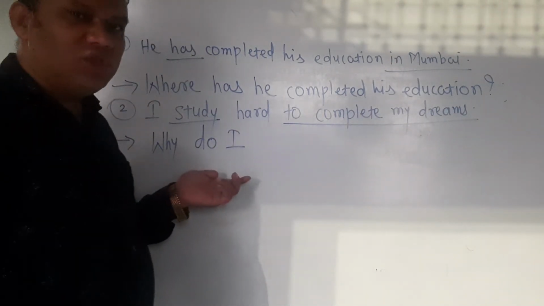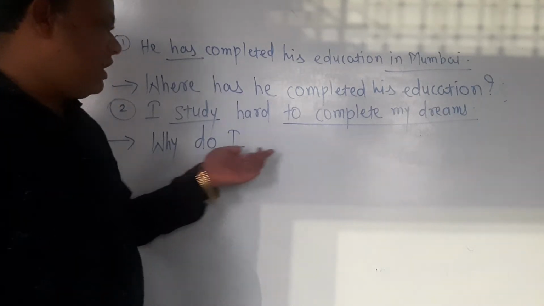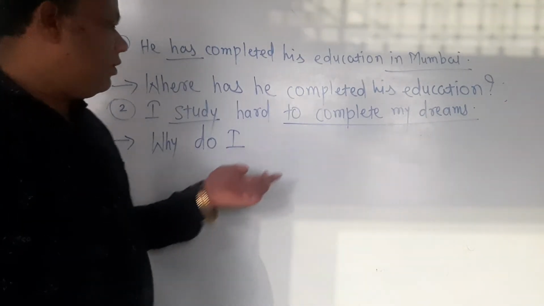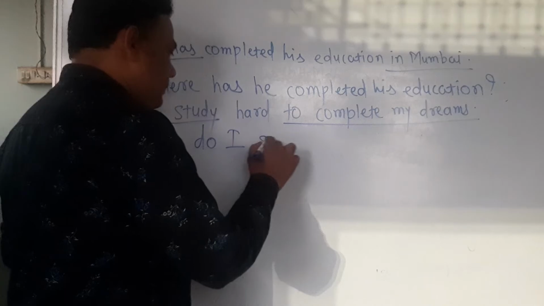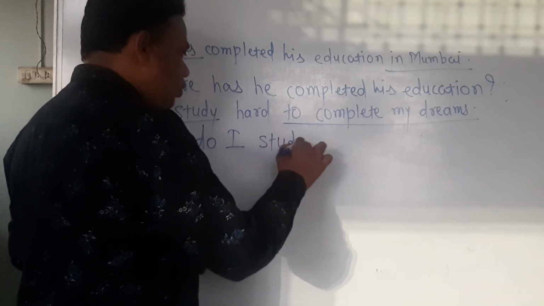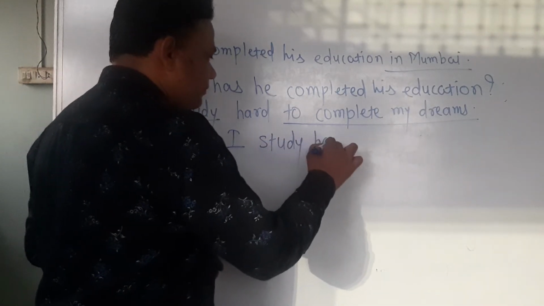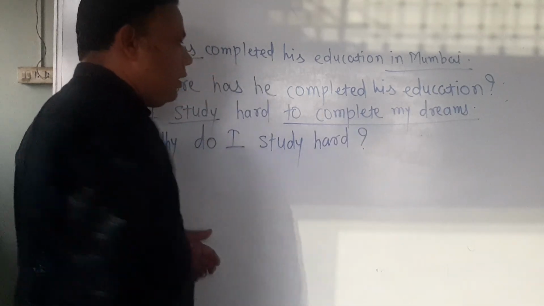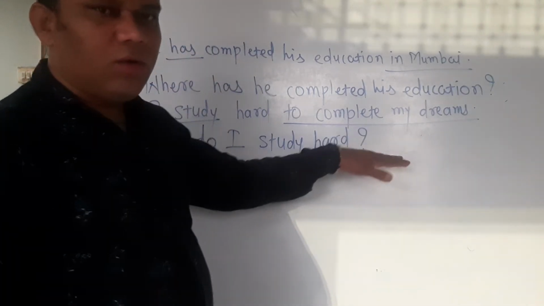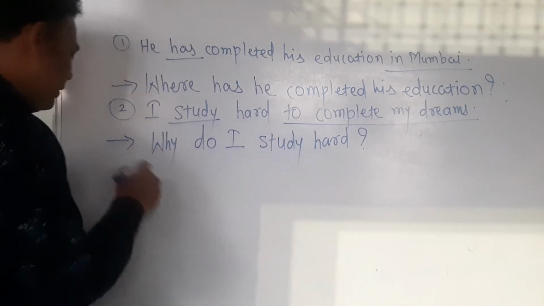If we have made use of do, does or did, then obviously the main verb we have to write in the first form. Why do I study hard? And at last we have to put the question mark. One more sentence.